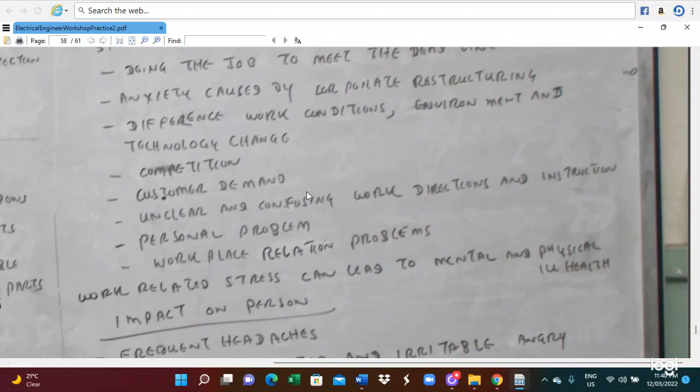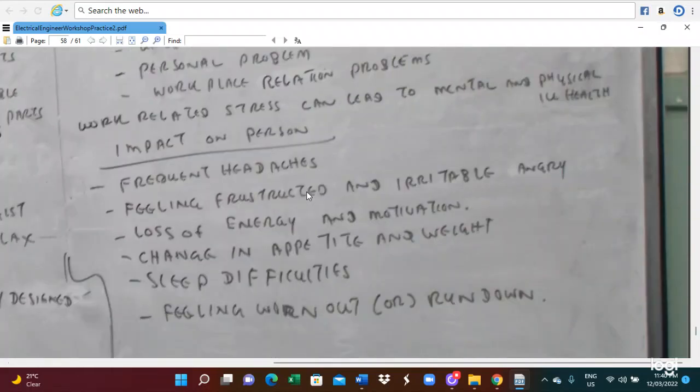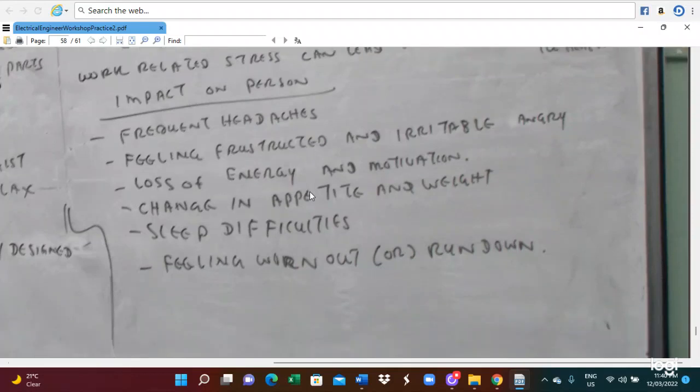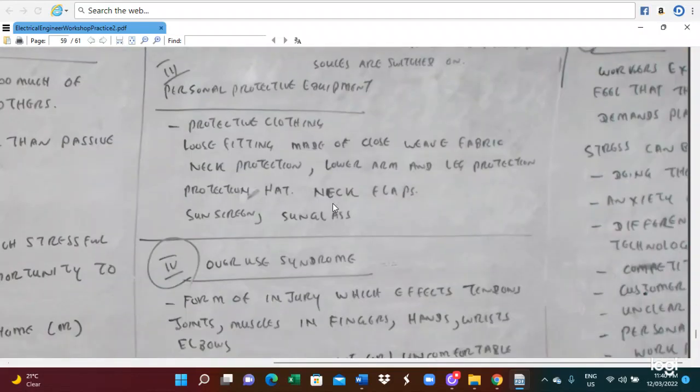Therefore, because of workplace stress, you can suffer frequent headaches, feeling exhausted, loss of energy, change in appetite, and sleep difficulty, and feeling worn out and run down can happen. Therefore, stress release programs are also an important aspect.